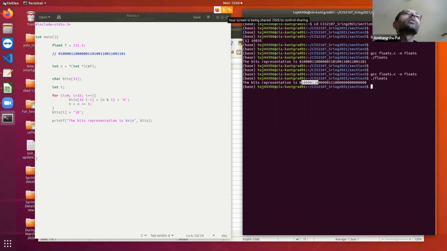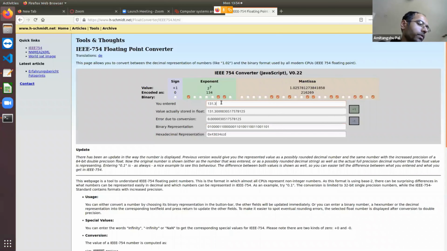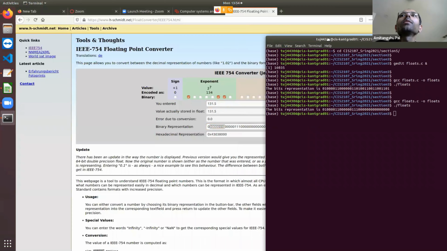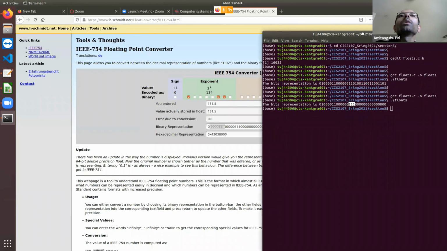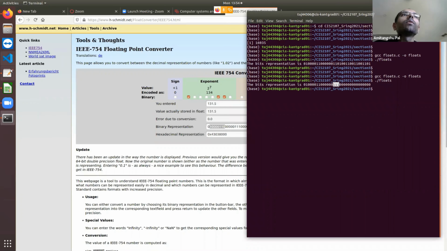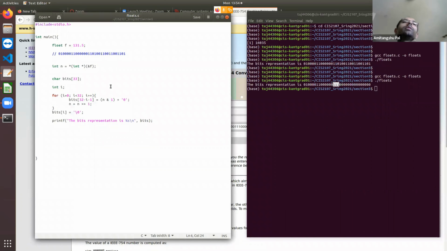Okay, so let's use this online converter with 131.5. If I do it, 0 1 0 0 0 0 1 1 0, okay, 1 0 0 0 0 1 1 0, and then followed by 5 zeros, followed by 3 ones, followed by 5 zeros, 3 ones, and then all zeros. Okay, that means the outcome is matching with the online converter also. So in this way, you can write a program to convert from floating point to its corresponding binary representation.